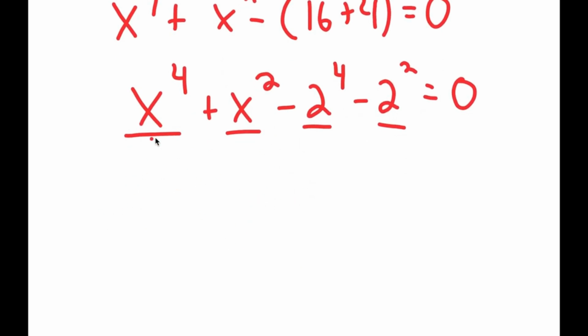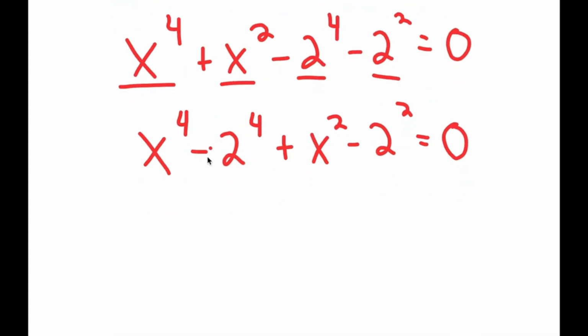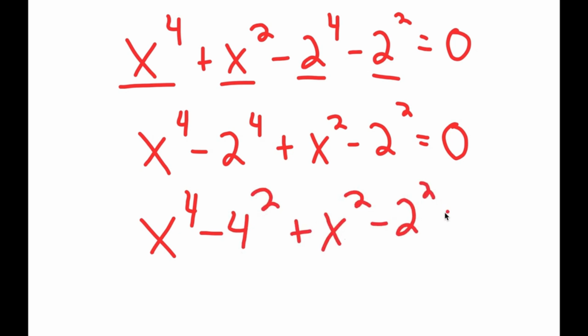Now I can put the powers of 4s together and the powers of 2 together. So I get x to the power 4 minus 2 to the power 4 plus x squared minus 2 squared is equal to 0. Now 2 to the power 4 is 16, and 16 is the same thing as 4 squared as well. So I get x to the power 4 minus 4 squared, and I have this plus x squared minus 2 squared.